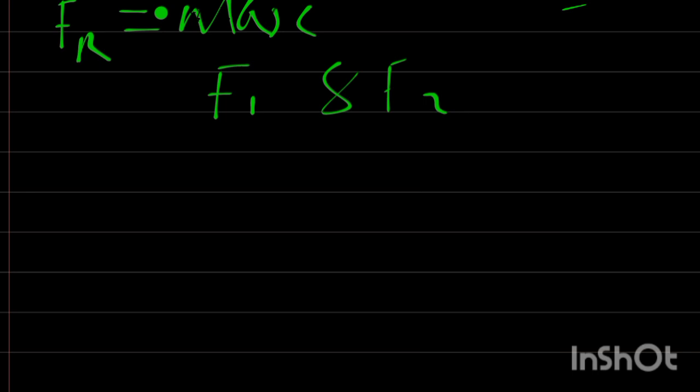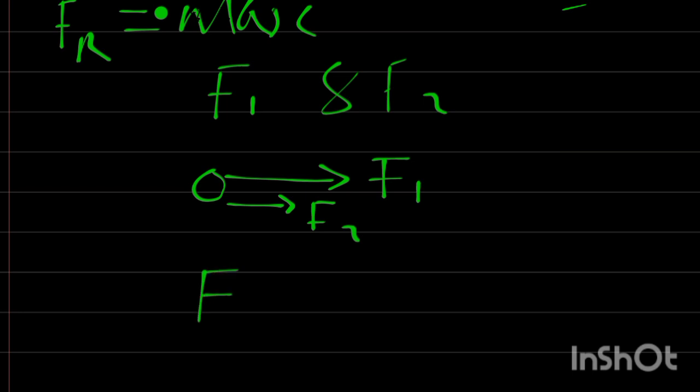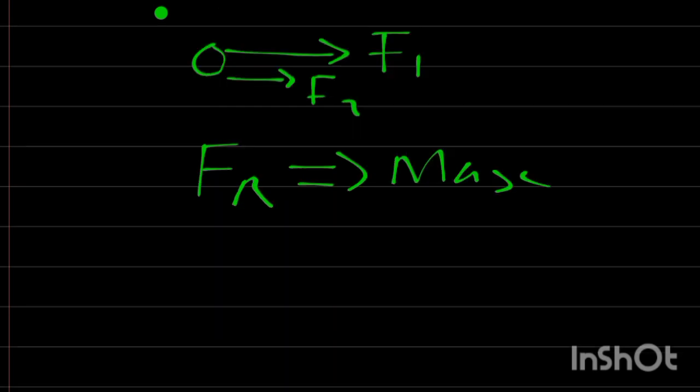So if we have two forces, F1 and F2, acting in the same direction, as in this case, their resultant will be maximum when the two forces are acting in the same direction. In other words, we can say that the resultant force will be maximum when the angle between the two forces is 0 degree.